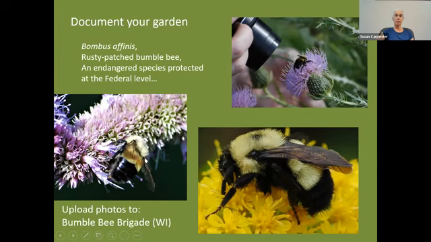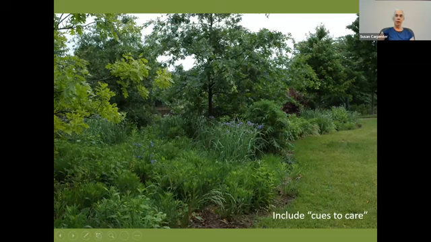Here's a rusty patch worker on that lavender hyssop, and here a future queen bumblebee on the showy goldenrod. We like to include cues to care. This can be helpful if you're in an urban garden where people might be a little unsure about how your garden is being cared for.